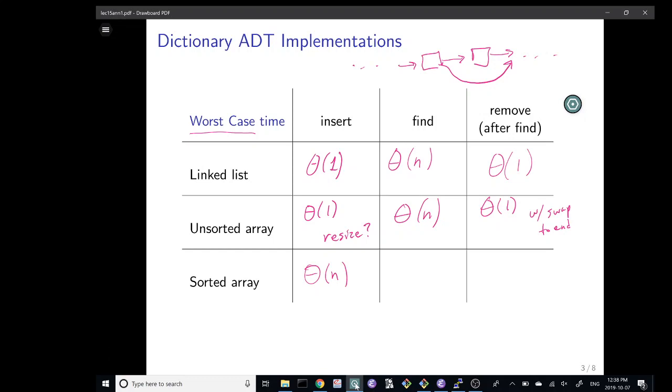How much time does it take, though, to do the find operation? If I want to find something, I give you the key. How much time does it take to find it in a sorted array? One? Really? I don't know how to do it in order one time.